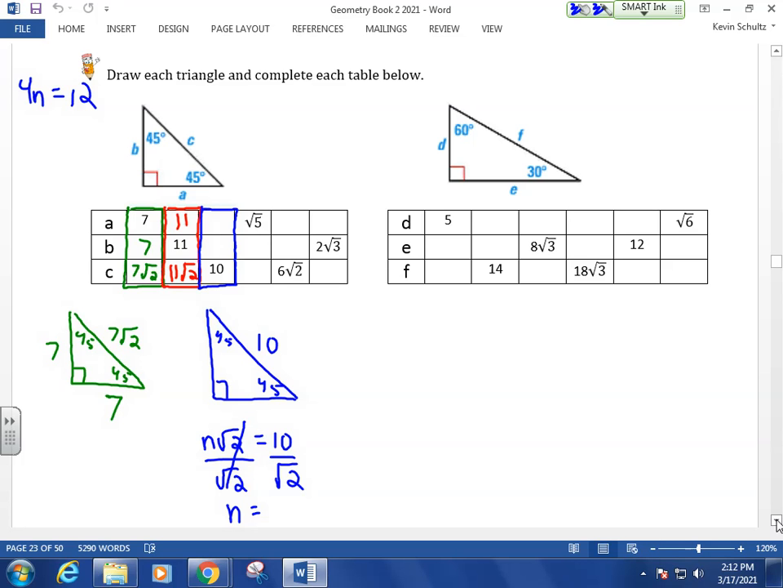Now, 10 divided by root 2 is not root 5. It's not 5. We can't divide them because one is outside of the root, the other one is inside the root. So we just leave it as 10 over root 2. Can't go any further. So our length for side A is 10 over root 2, and the length for side B is also 10 over root 2.